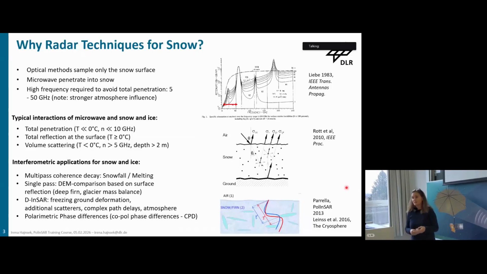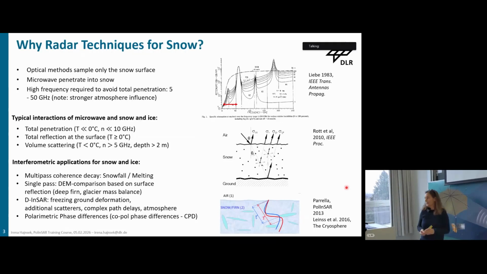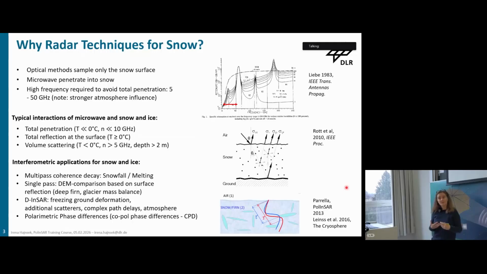Okay, let us start with why radar for snow. There are several reasons. If you go to the optical domain, you know already, right, optics also provides very good information content, but it's a different kind of information that you get.